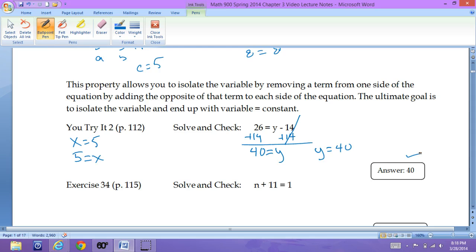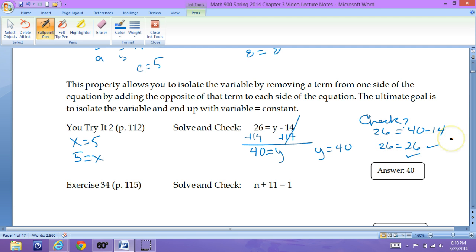Now, it wants us to check. So I didn't leave a lot of room for checking. So you're going to ask yourself, 26, does that equal question mark 40 minus 14? Here's something I want you to watch out for. On quizzes or exams, I actually want you to take it to the very last step and show me that 26 equals 26. Yes, we can all do in our head, maybe, that 40 minus 14 is 26. But I don't want you to just start checking here. I want you to get it to where one side actually equals the other.